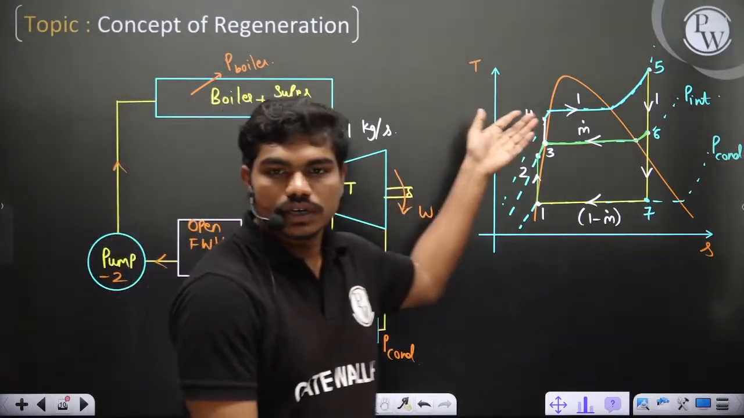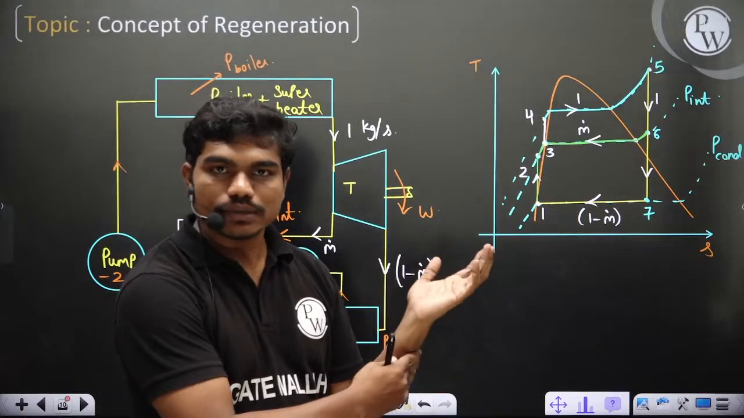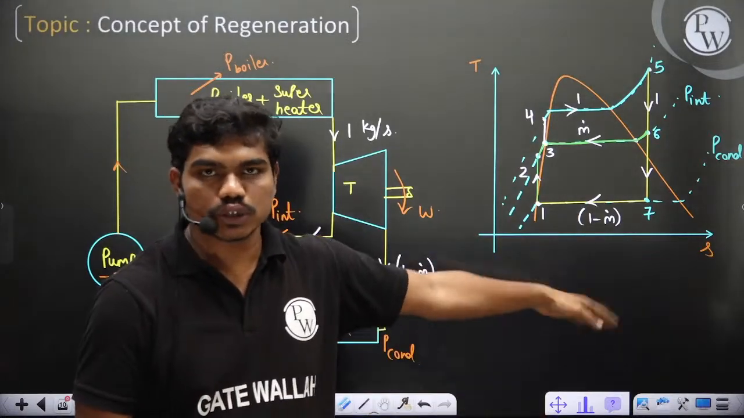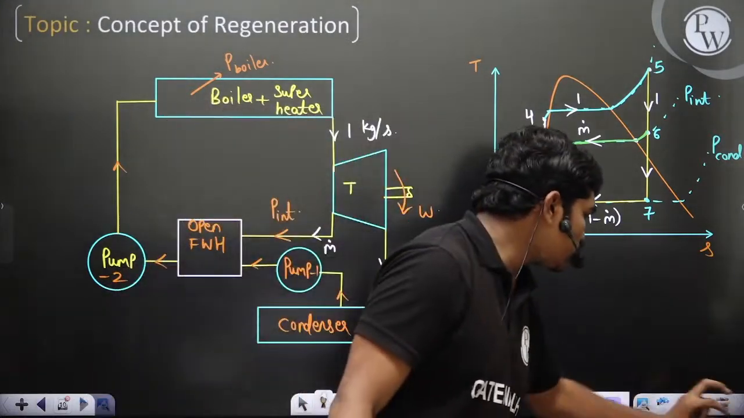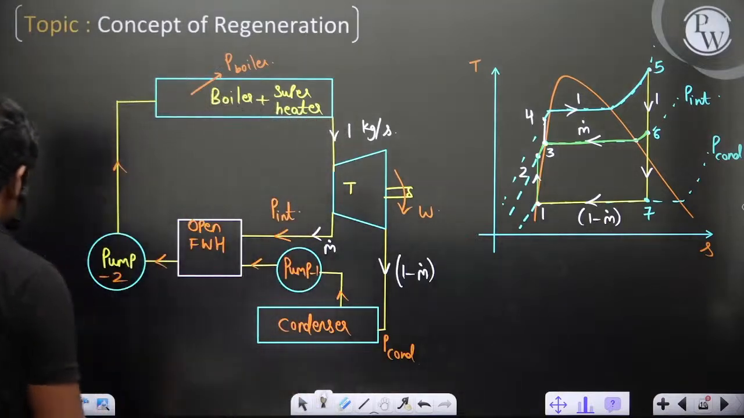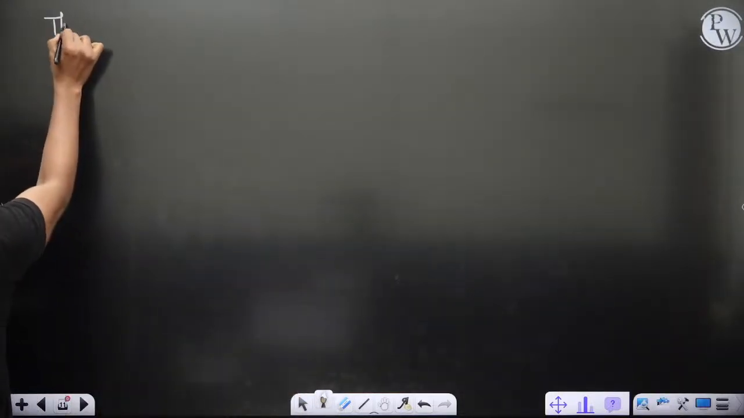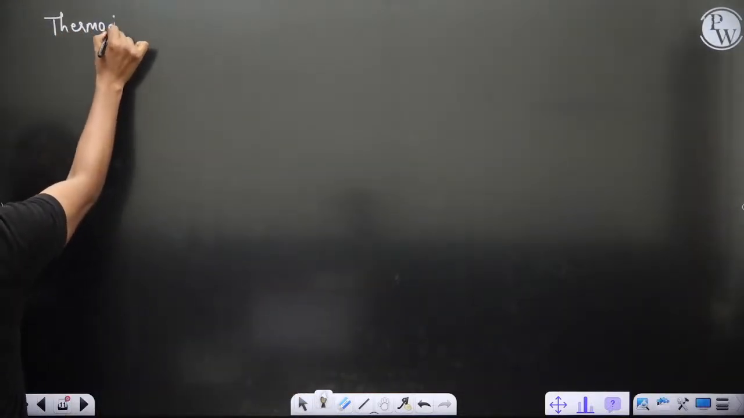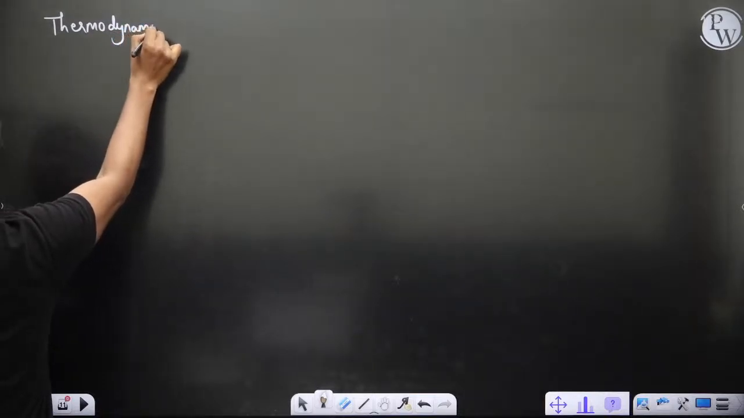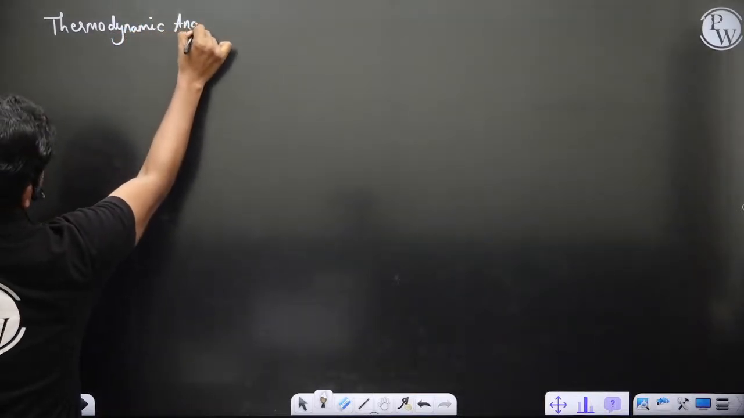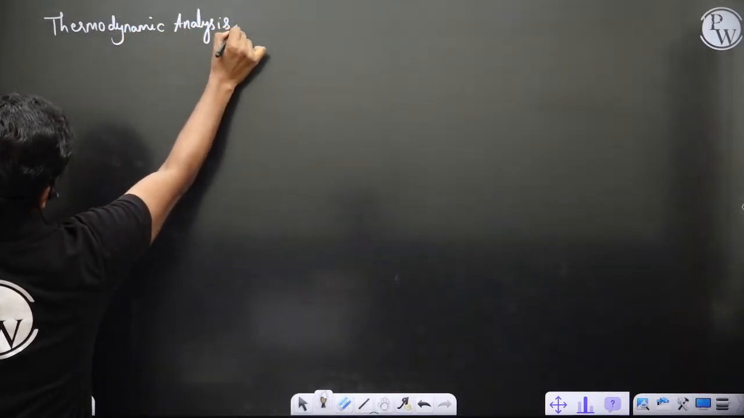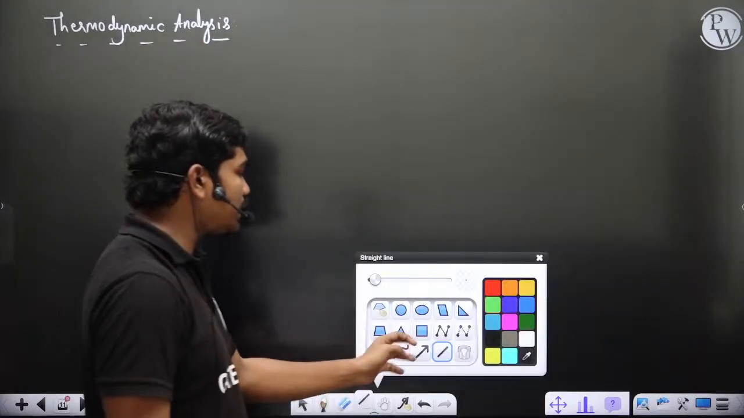Now let us do similarly. First let us do the thermodynamic analysis, then I'll give you the TS for closed feed water heaters. So first let us do the thermodynamic analysis for this cycle. Clear? So let us do this thermodynamic analysis. First let us do the analysis for the feed water heater.